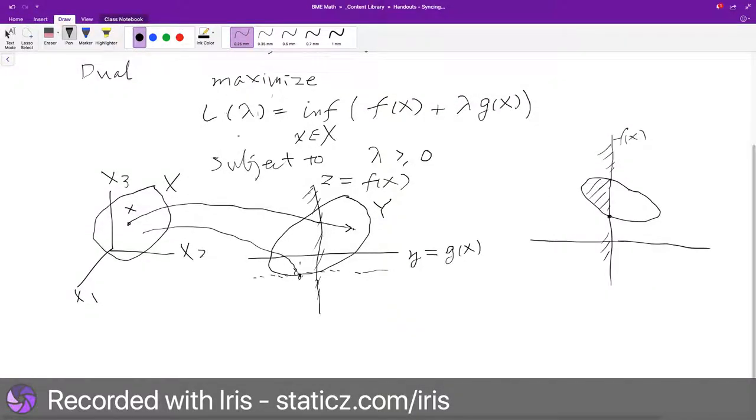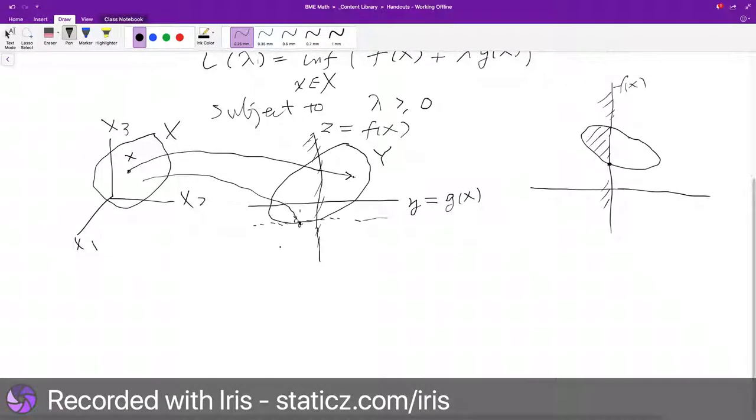So for this function here, if I draw another diagram, suppose I draw a line in this YZ space, a straight line like this. Let's call this line F equals Z plus lambda Y, equal to a constant. So this is a straight line, right? These two variables equal to some constant.